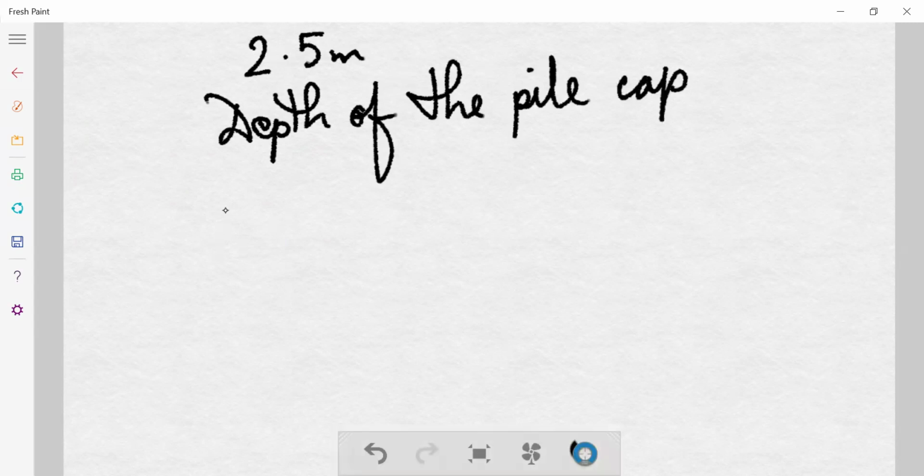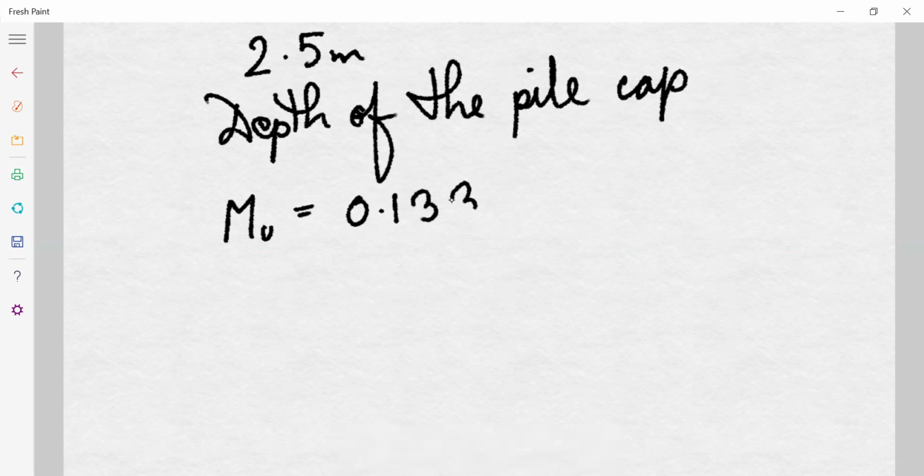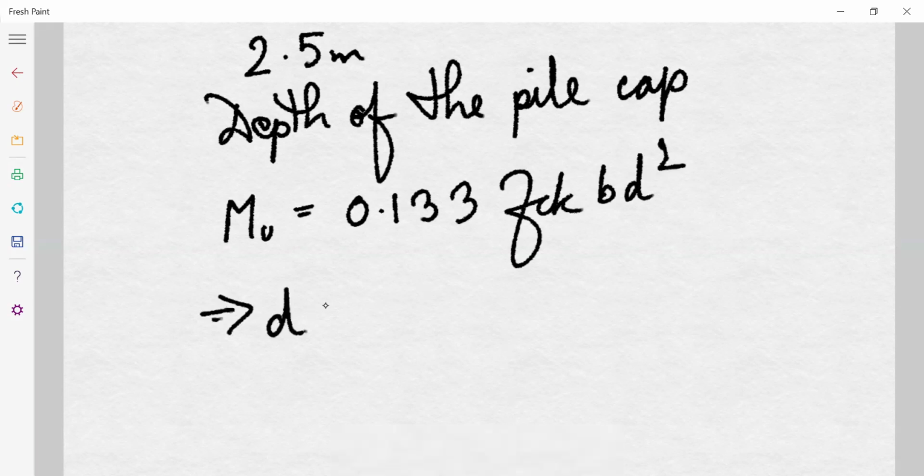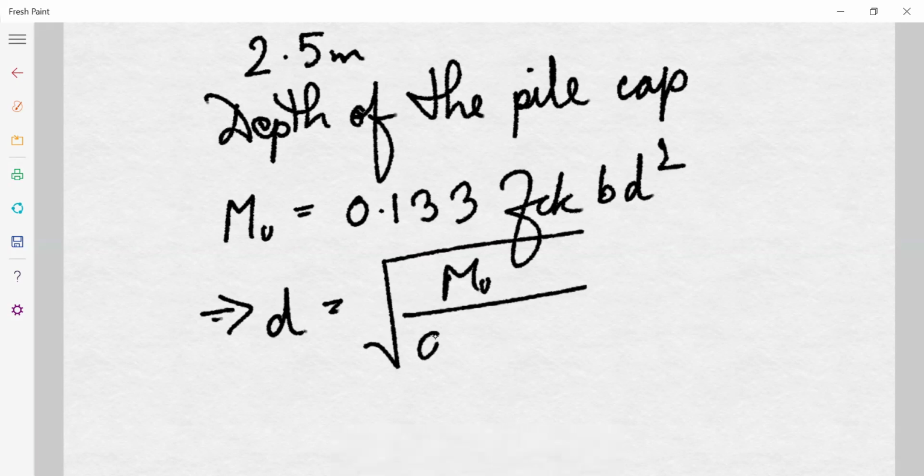So the moment we have got, Mu, if I consider Fe 500 and M20 concrete, it is 0.133 FCK BD square. This implies D is equal to root over Mu by 0.133 FCK B.